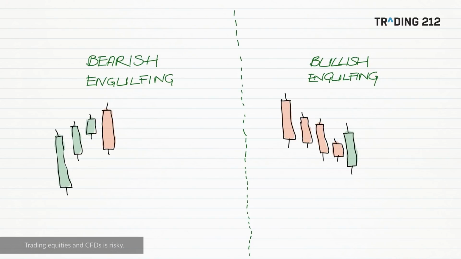Let's get into looking at the first of these patterns, which is bearish and bullish engulfing candlestick patterns. So here we have bearish engulfing and bullish engulfing. We'll start with the bearish engulfing.